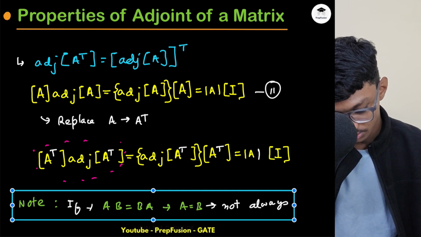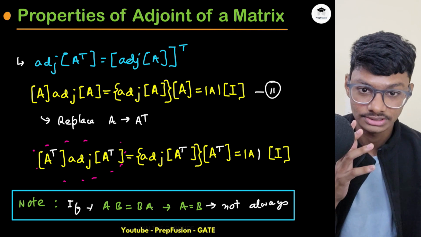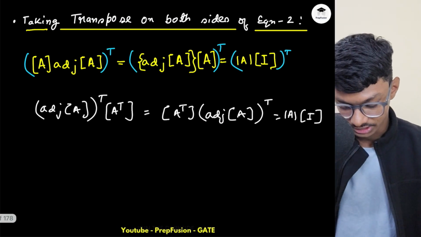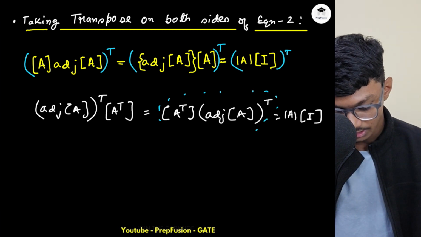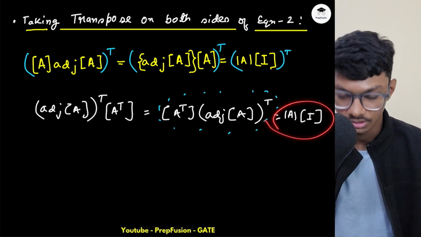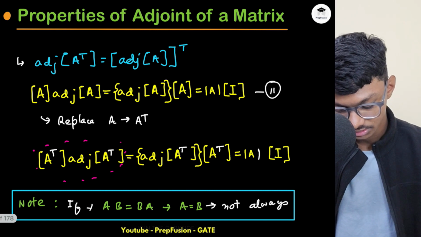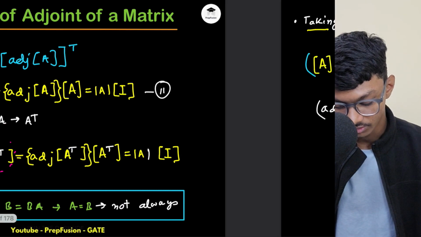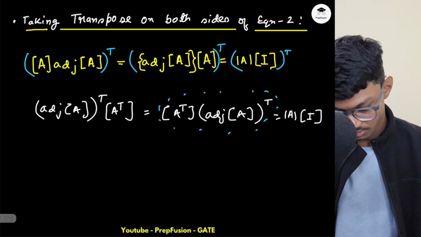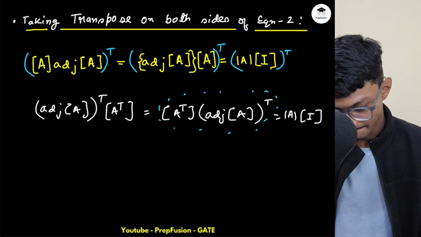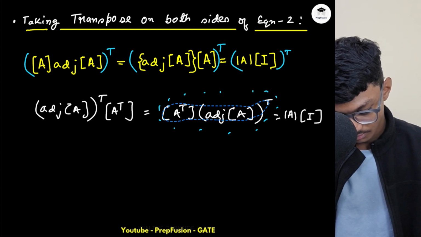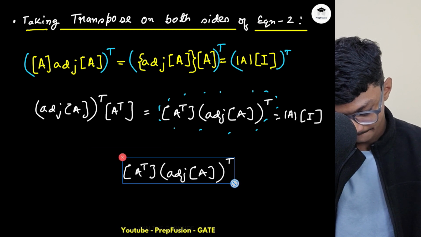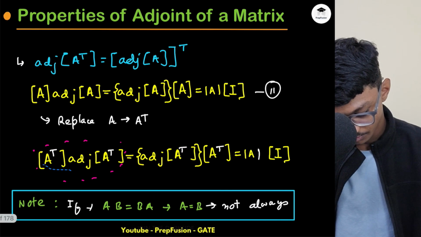Next, what I was explaining is that these two things are equal. Obviously this means determinant of A into I, and this also means determinant of A into I. So I will equate these and these. Just hold on a second. Yeah, if I do this, what I can say is A transpose equals, I'll just copy this.